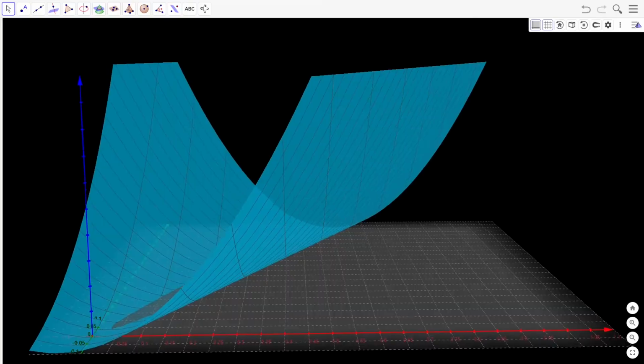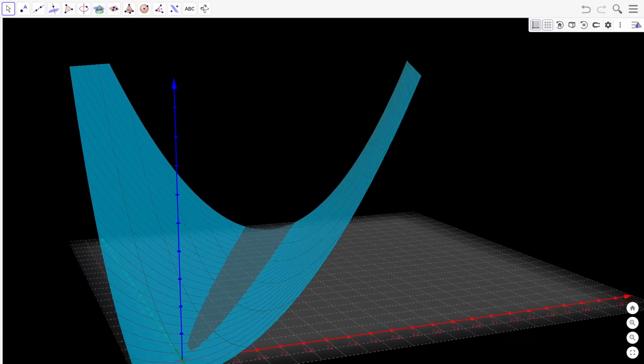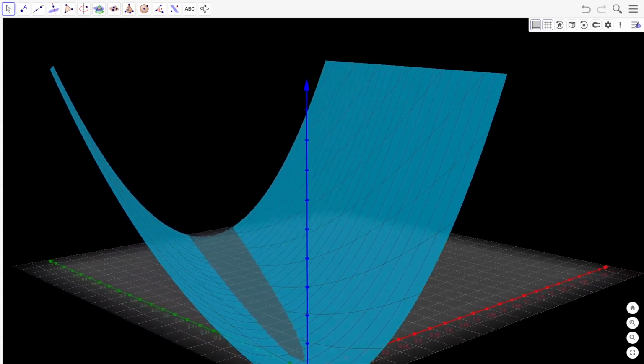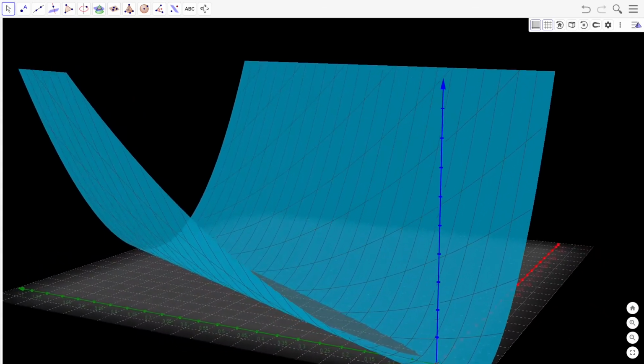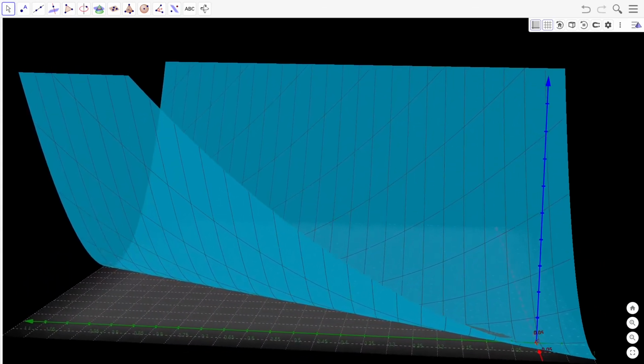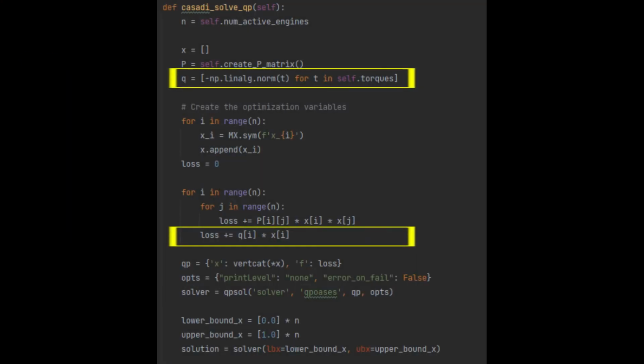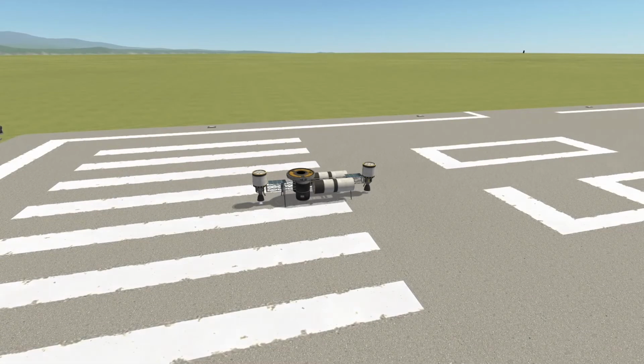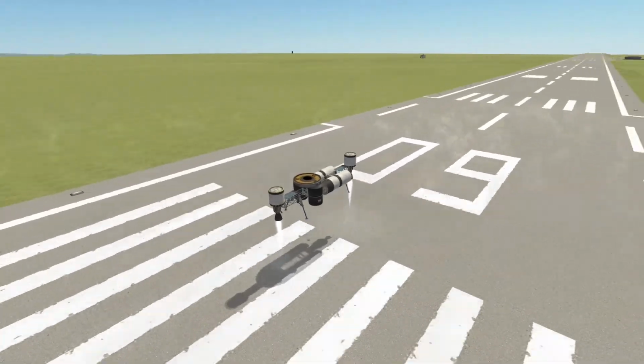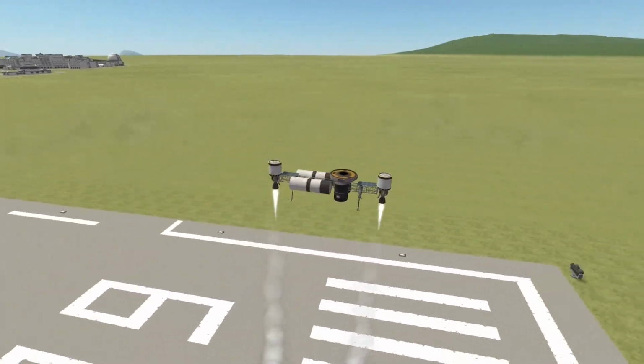However, a reasonable first guess, which is technically incorrect, but it's close enough for Kerbal, is to use the negative of the maximum torques that the engines could produce. This way, the solver is incentivized to produce as much torque, and therefore thrust, as it can from each engine, while not being too unbalanced. Alright, let's add that term into the code. Now the solver balances the torques and produces thrust.